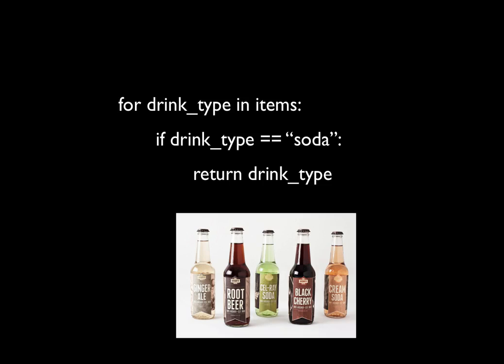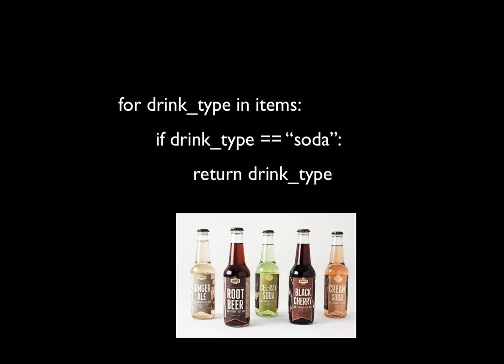So after we have the items being drinks, we want to get a specific type of drink. So for drink type in items, we get all the drink types, which remember we had Gatorade or Powerade, we had apple juice, we had all these different things. So if the drink type equals specifically soda, not apple juice, we return that drink type. And that's how we get this picture of only the sodas.